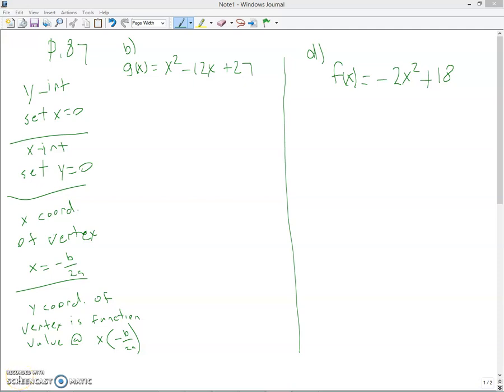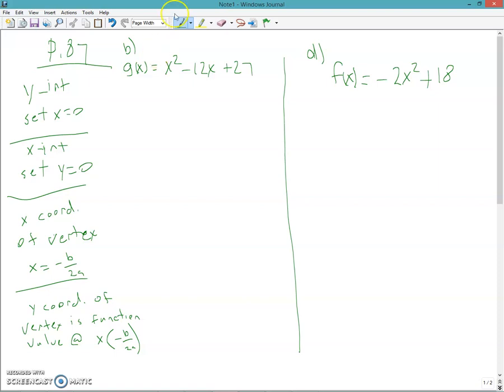So we have a couple of examples from page 87 in your note packet. Actually B and D. It asks us to find the y and x intercepts of these functions, but we're going to go a little bit further and find the vertex and talk about the vertex function of a quadratic.